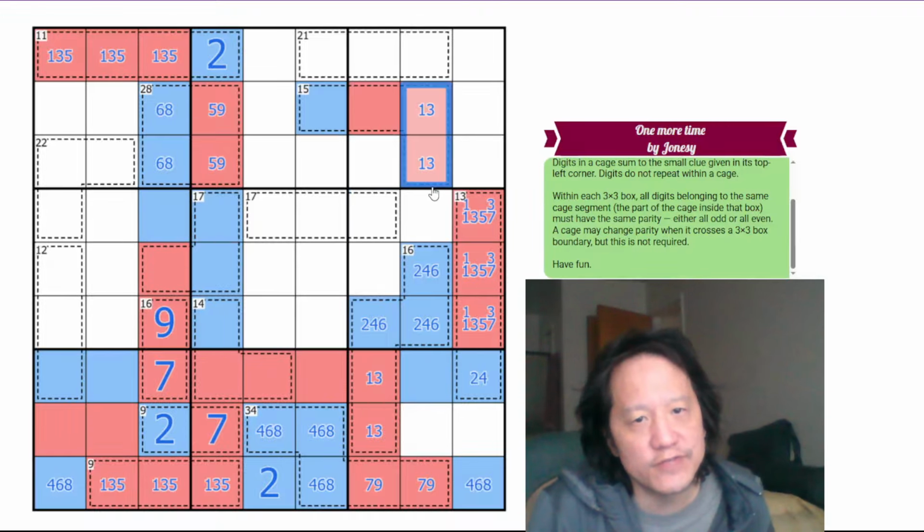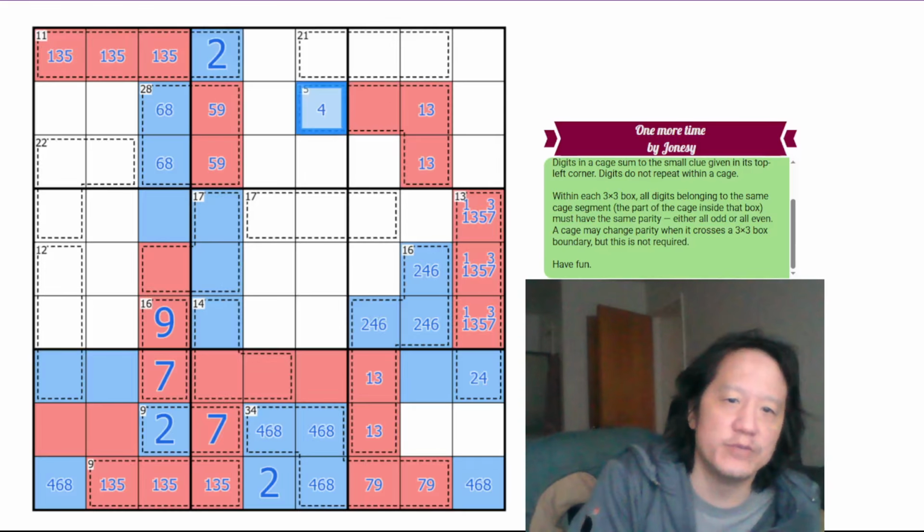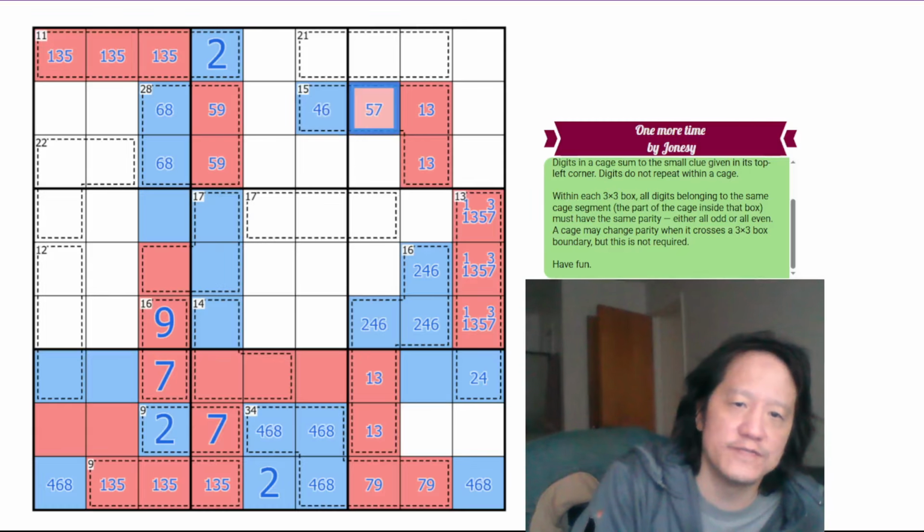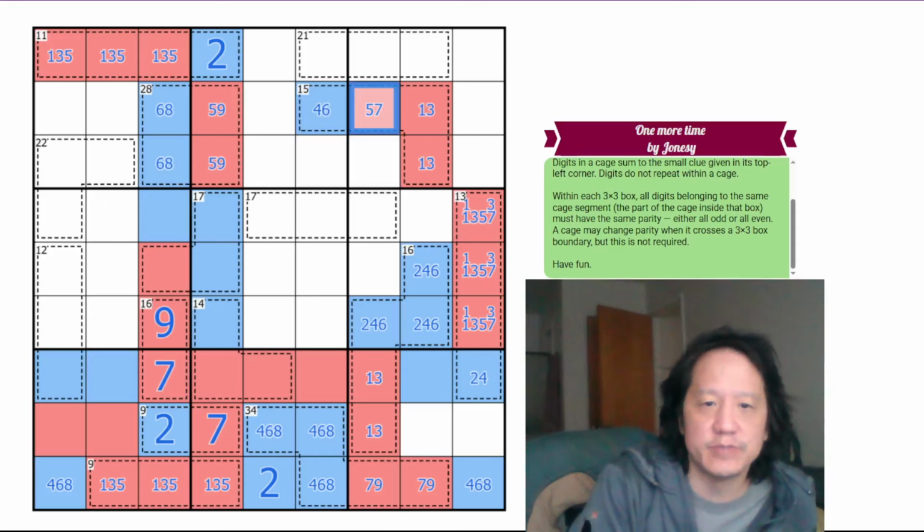So this adds up to 15. These are 4. So 15 minus 4 is 11. So it could be 2, 9, no, 3, 8 because we have a 3 in the cage. But it can't be 2, 9 because of the 2 in that box already. It could be 4, 7, or 6 and 5. And those are the possibilities.